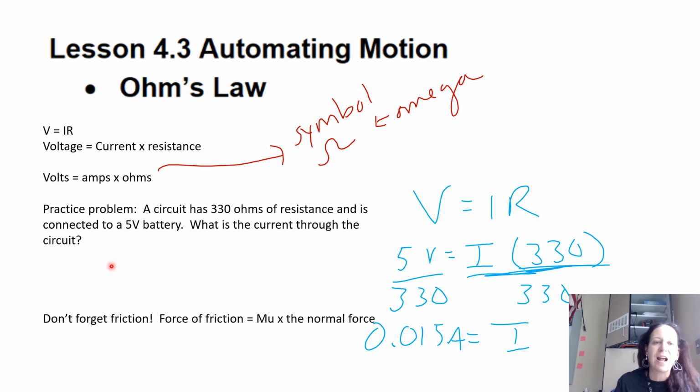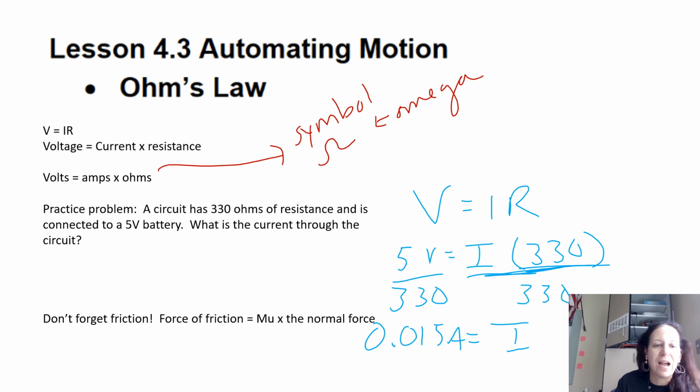Practice problem: a circuit has 330 ohms of resistance and is connected to a 5-volt battery. What is the current through the circuit? I would love to teach you guys lots of currents and circuits and stuff. That is my field of expertise, more than design elements. But basically, you have your formula. 5 volts goes for the V. The ohms is your resistance. It goes over here. It's a one-step equation. Divide both sides by 330, and you get I is 0.015 amps. And so that would be a really simple Ohm's law problem.